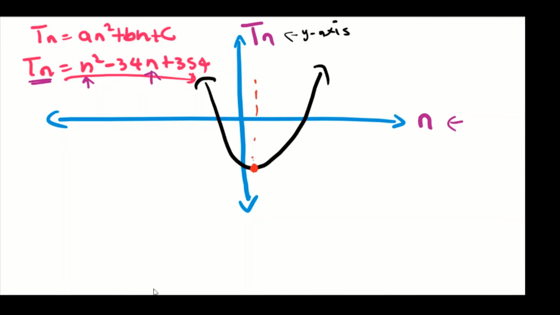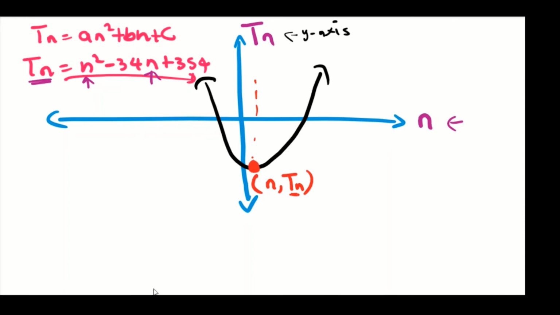At the turning point, you have the least or the smallest value of your y, because you're used to the y-axis, your y values, which in this case is the Tn. So if we were to write the turning point, it's going to be n and Tn. I want to find the smallest value of Tn. The smallest value of Tn happens here.